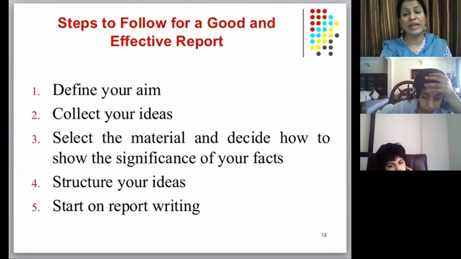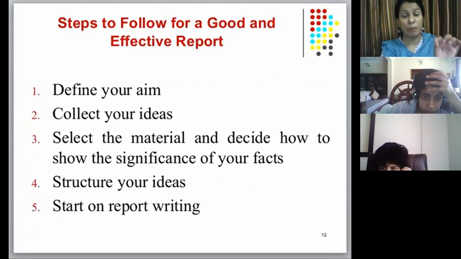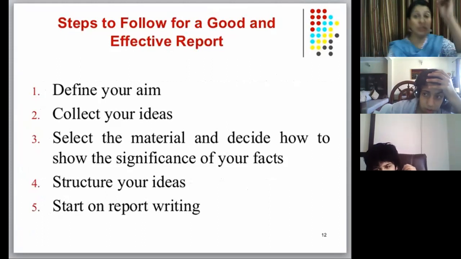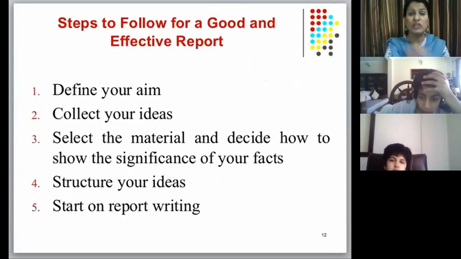Steps to follow for a good and effective report. Define your aim. What is the purpose of writing? Collect your ideas. Make sure that you have your ideas about the topic collected someplace, making a mind map or taking notes of whatever points you're going to cover. It is important: mind mapping, jotting down your ideas before writing. Remember, marks are allotted for it. So once you read your basic question, quickly make a mind map.